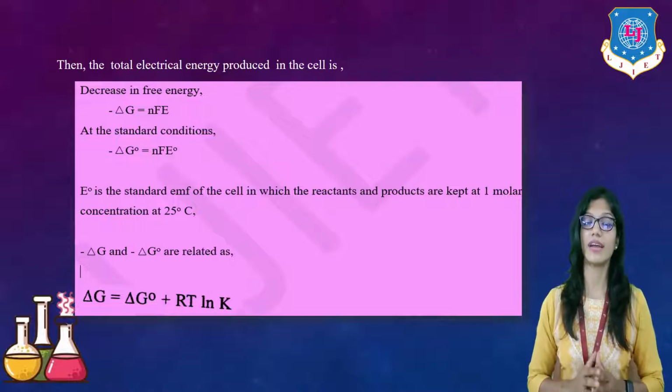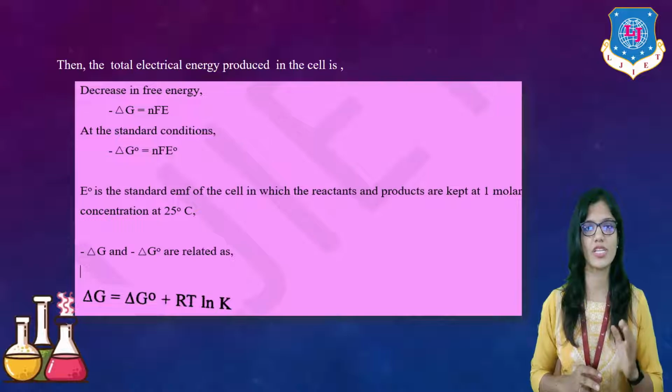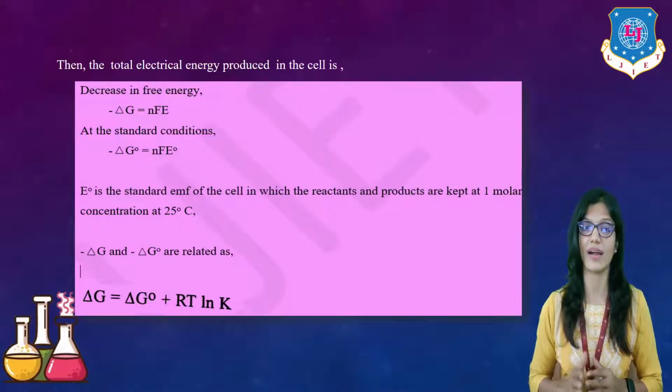E0 is the standard EMF of the cell in which the reactants and products are kept at 1 molar concentration at 25 degrees Celsius. And delta G and delta G0 are related as delta G is equal to delta G0 plus RT ln K. So here we have one equation which gives us a relation between delta G and delta G0, which is delta G is equal to delta G0 plus RT ln K.